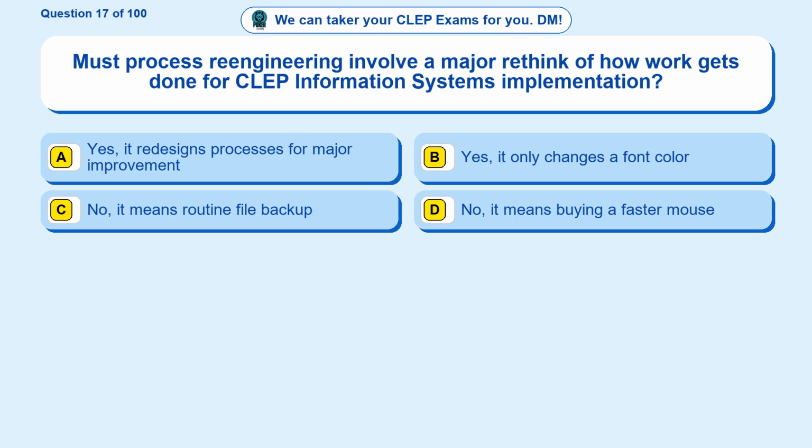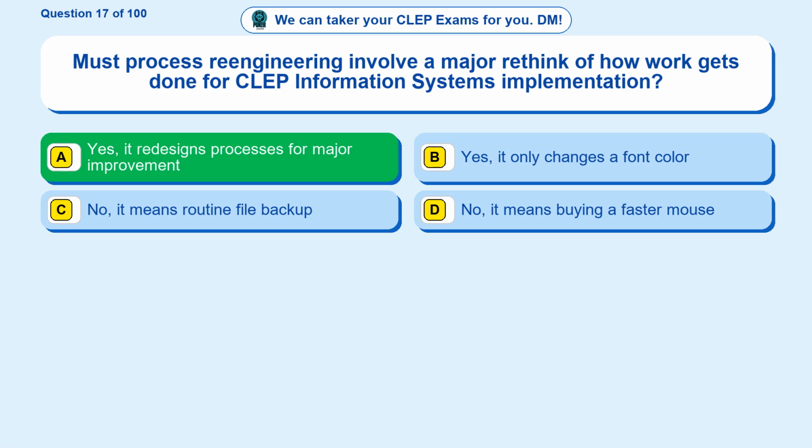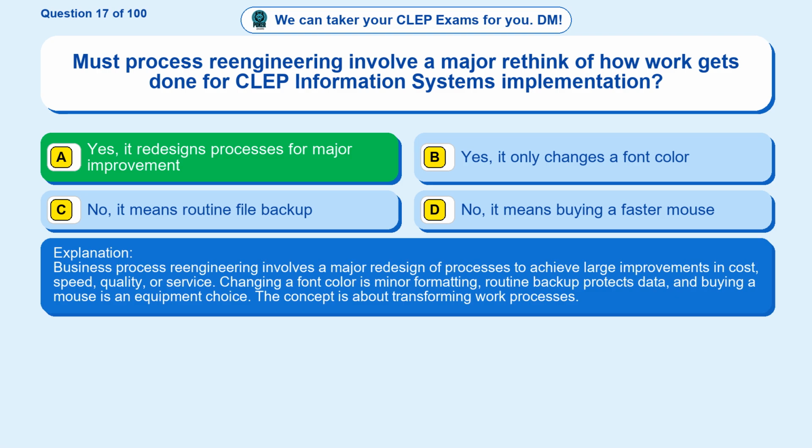Option D. No, it means buying a faster mouse. The correct answer is option A. Yes, it redesigns processes for major improvement. Business process reengineering involves a major redesign of processes to achieve large improvements in cost, speed, quality, or service. Changing a font color is minor formatting, routine backup protects data, and buying a mouse is an equipment choice. The concept is about transforming work processes.